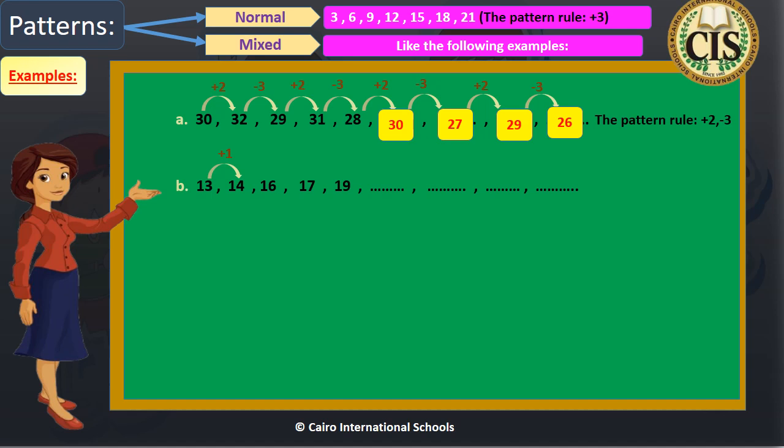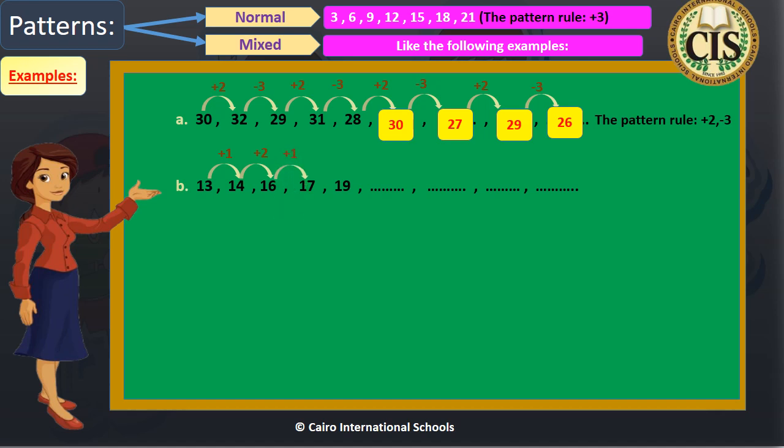Look carefully at the next two numbers, 14 and 16. 14 increased to become 16. So we will add. Add what? Subtract 16 minus 14. It will be 2. So it's plus 2. The pattern rule here is what? It's plus 1 plus 2. Plus 1 plus 2, and so on.